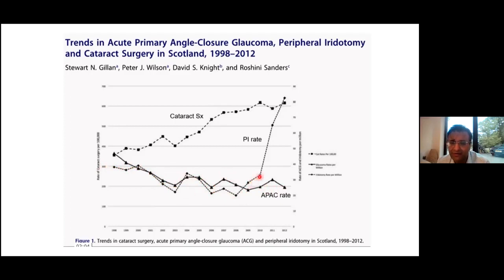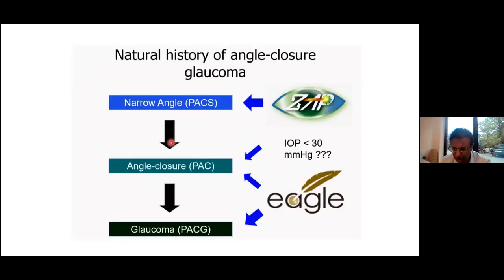Only at the far right corner can you see the YAG PI rising up, but it has no real relationship with the reduced rate of angle closure glaucoma. It could be associated with cataract surgery. So this was the obvious data analysis suggesting that perhaps cataract surgery is a more important aspect in controlling the acute presentation. To solve this dilemma, whether YAG PI is more important or whether cataract surgery is more important, 2 trials were set up, not simultaneously, but one after another. One was called the Zap Trial, and the other is called the Eagle Trial.